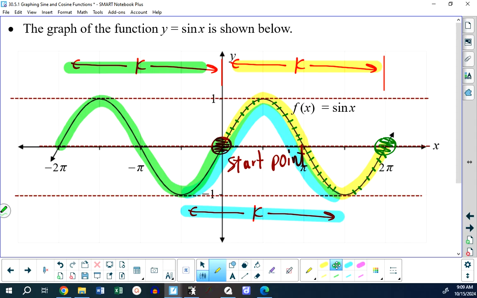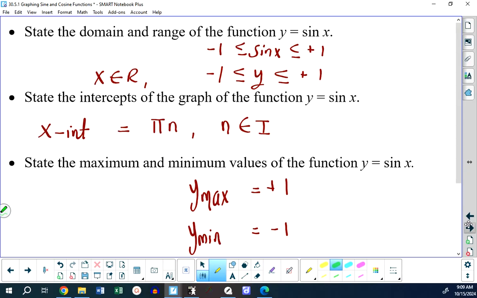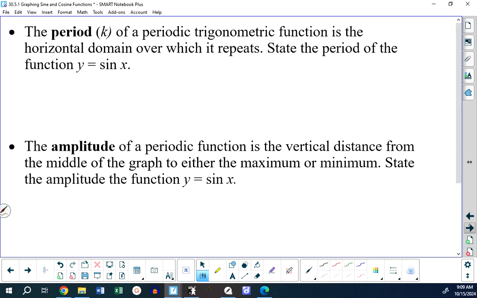So what is the period? 2 pi. The distance from the start point to where it starts to repeat is 2 pi. And if we had this graph in degrees, we would write 360 degrees.